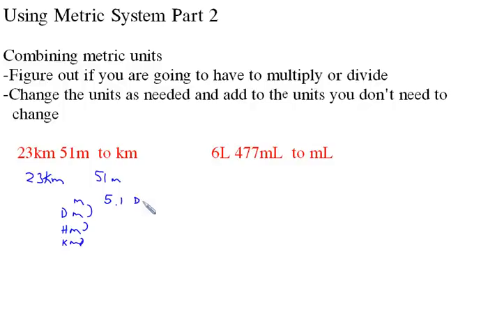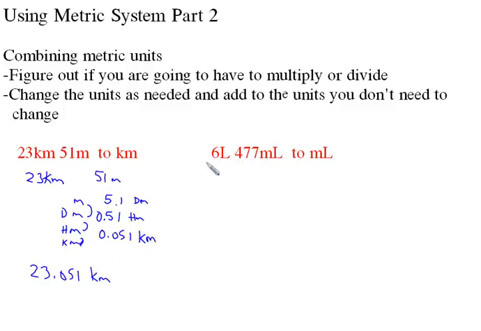So I divide by 10, I end up with 5.1 decameters, and then I have 0.51 hectometers, and then I have 0.051 kilometers. And so I figured this out, and I say, well, I've got 23.051 kilometers. And we're done with that problem.